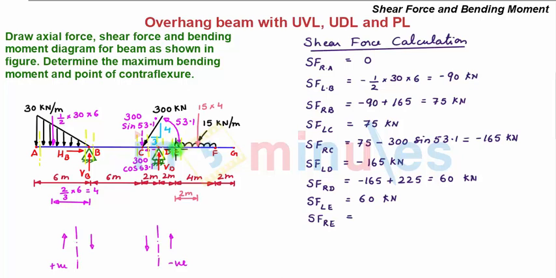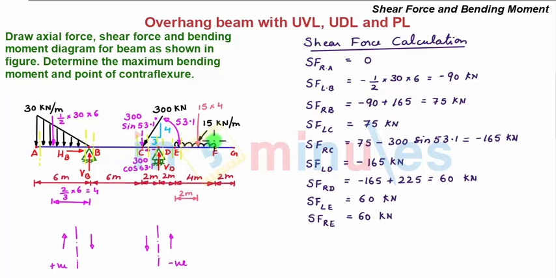Now shear force towards right of E is equal to, now we see that there is an addition of this small UDL acting for a very small distance since your section is very near to E. So we can consider it 0, so that the shear force towards right of E is same as that of shear force towards left of E, which is 60 kN.